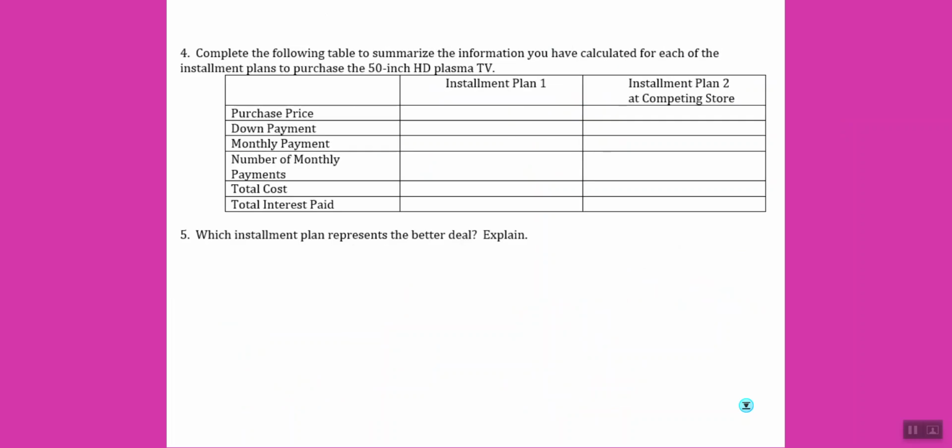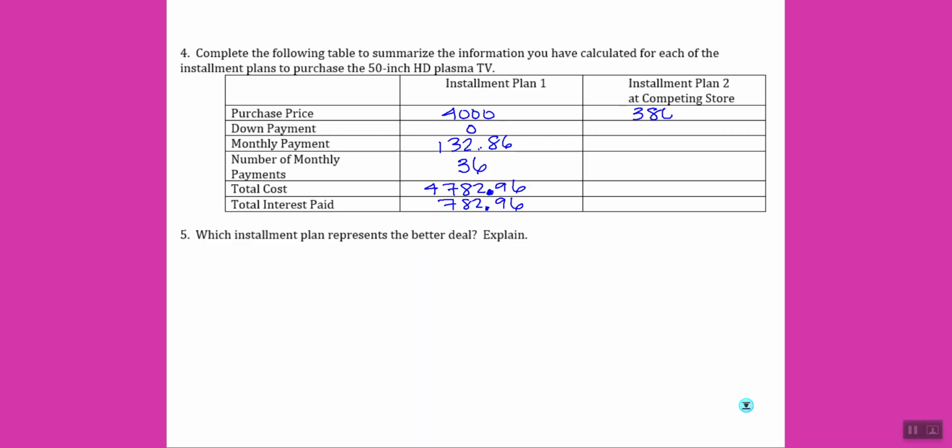So let's compare the two TVs. The first TV, the purchase price was $4,000. We had 0 down payment. We had to pay $132.86 per month for 36 months, which we calculated was $4,782.96 overall, which meant we paid $782.96 in interest.